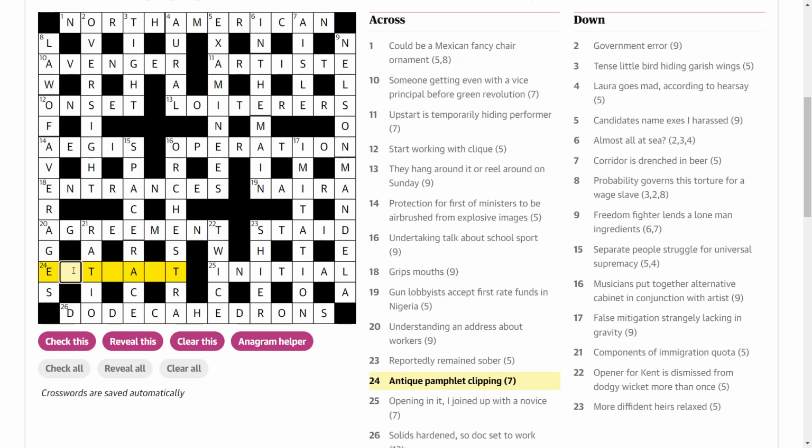Antique pamphlet clipping extract. Antique pamphlet is an extract, is it? Is that how that works? Okay, let's check all. Good, good. So got there in the end. It's a bit trickier than I was expecting, but never mind, we got there.